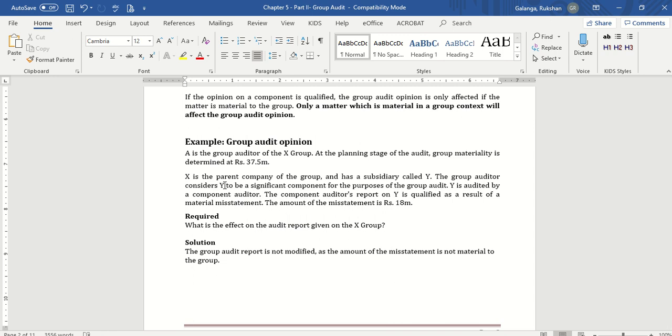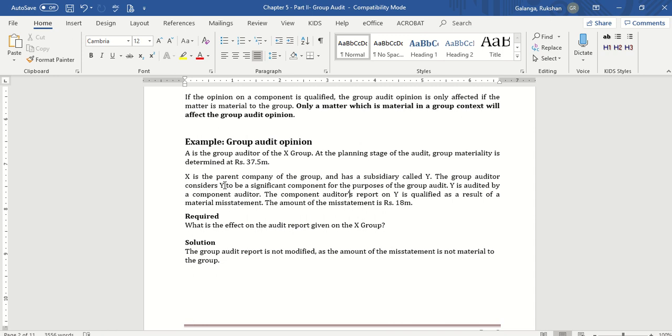Significant component. We'll discuss about this significant component. හැබැයි අපි මෙතනදී මතක තියාගන්න significant component එකක් කියන්නේ එයාව significant, මේ group එකට ලොකු contribution එකක් කරන කෙනෙක් තමයි company Y. Y is audited by the component auditor. මේ Y එක audit කරන්නේ component auditor කෙනෙක්. ඒ කියන්නේ වෙන audit firm එකකින්.